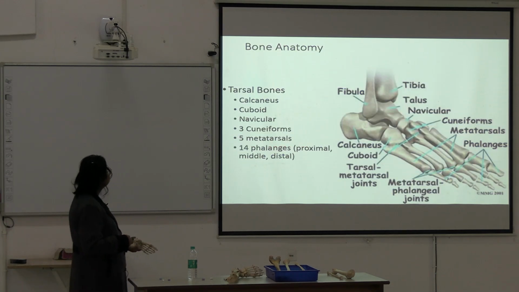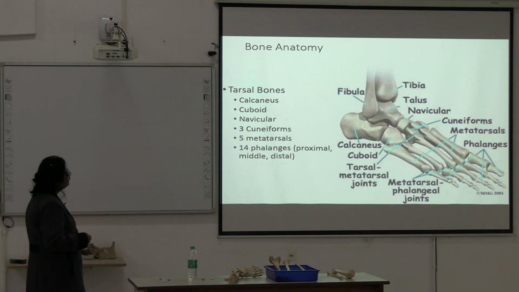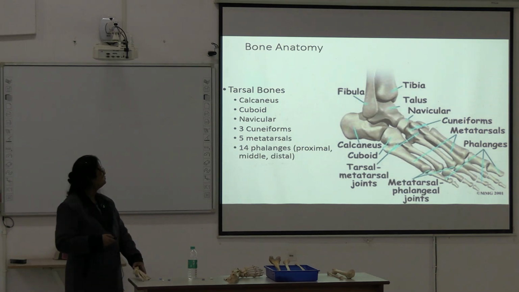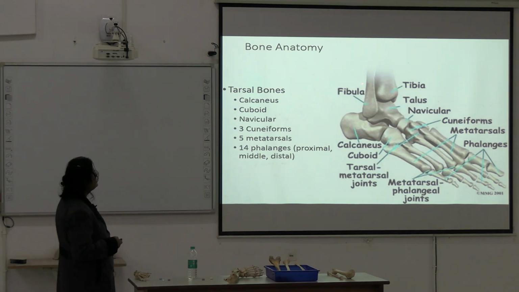Next, so these are the bones forming the foot, you can see here. This tibia and fibula articulating with this bone, this is talus. Here is the calcaneum, this is navicular, here is cuboid, and these are the three cuneiforms: medial, intermediate, lateral cuneiform.